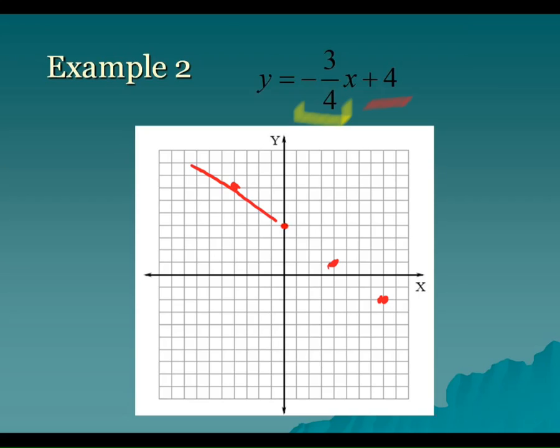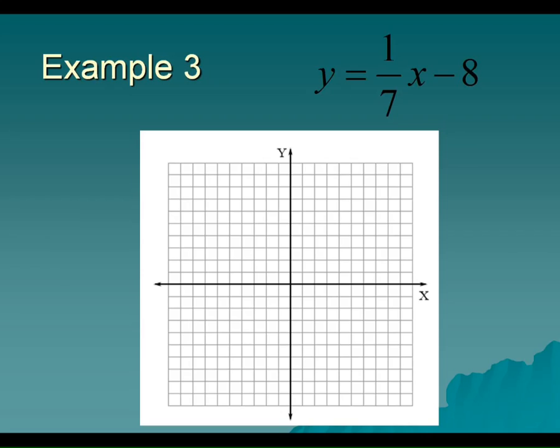So got a few points. Connect them. Draw my arrow. There's that equation graphed. I had it in slope-intercept form, did the y-intercept, looked at the slope. Any questions yet at this point?